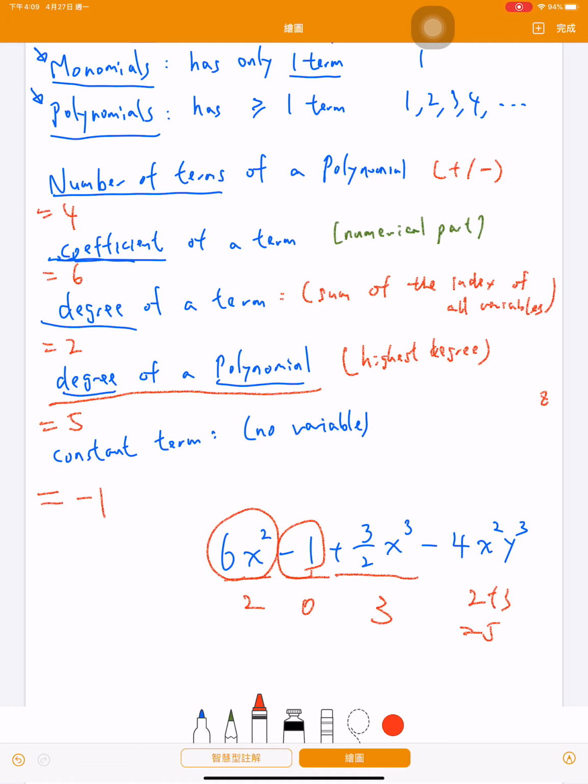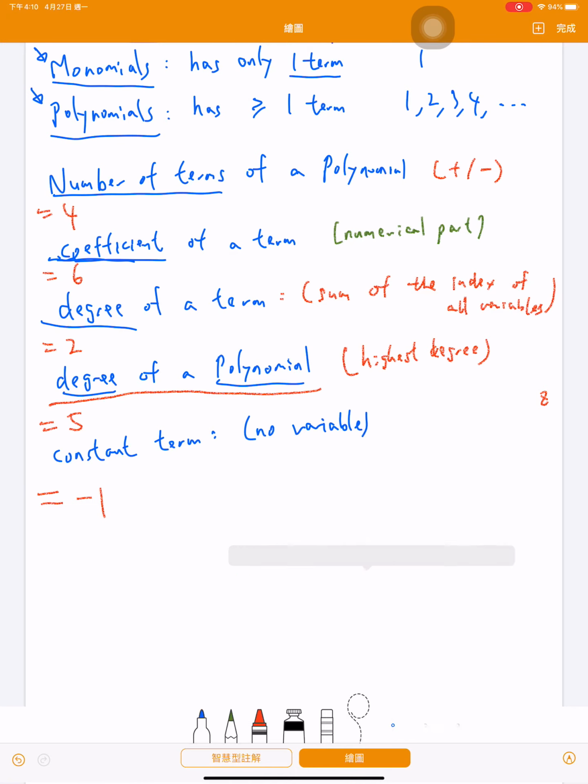So the arrangement of terms, the descending power or ascending power, I think you can know it by yourself because it's very easy to understand. I'll talk about the last concept. That is the like terms, page 17. The like terms or unlike terms.